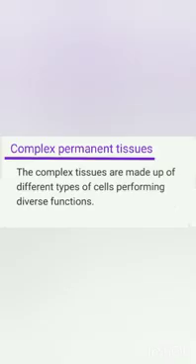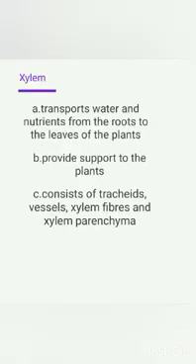Now complex permanent tissues. The complex tissues are made up of different types of cells performing diverse functions. These are conducting or vascular tissues of two types, xylem and phloem. They join together to produce vascular bundles. Because of these tissues, plants can carry materials to long distances inside the plant. Xylem tissue transports water and nutrients from the roots to the leaves of the plant and provides support to the plants. It consists of tracheids, vessels, xylem fibers and xylem parenchyma.